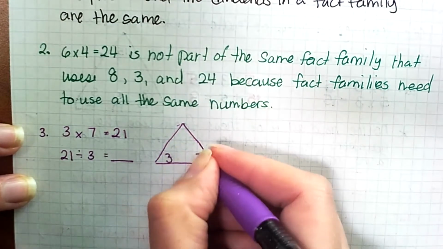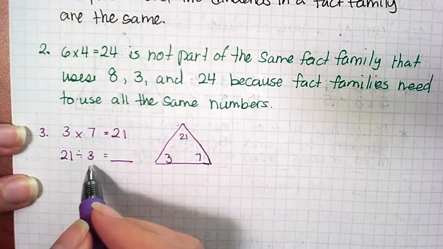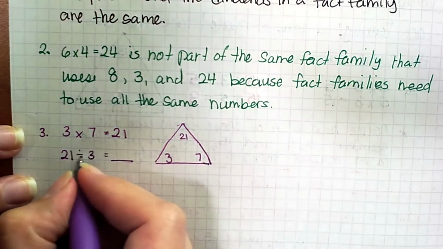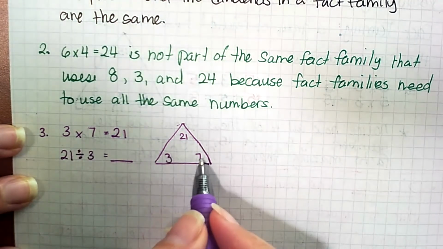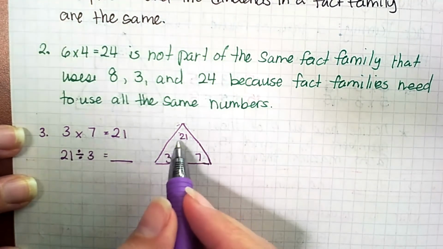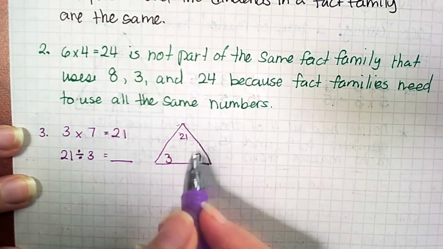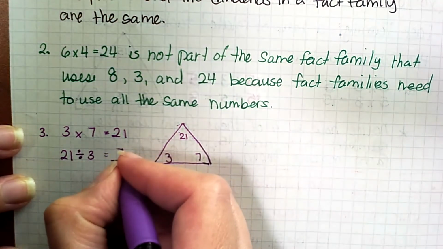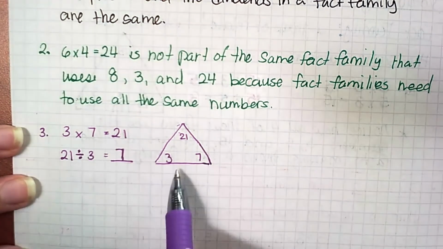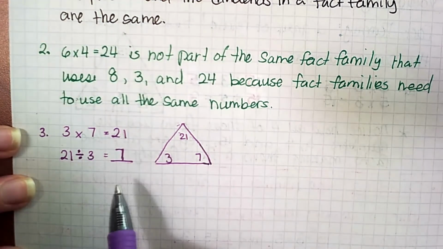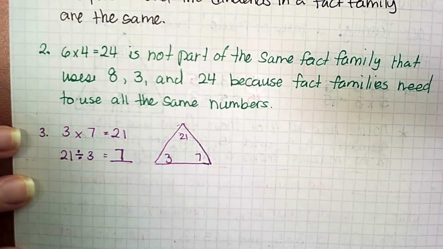We have our 3, we have our 7, and we have our 21. Now, if you know this fact is true, you know you can flip it. You can do the inverse to find your division. So if 3 times 7 is 21, 21 divided by 3 is going to equal your third fact over here. That's going to equal 7. Use your fact families. When you have a fact family, you have all the answers all the time. Let's take a look at our next question. Let's take a look at number 4.